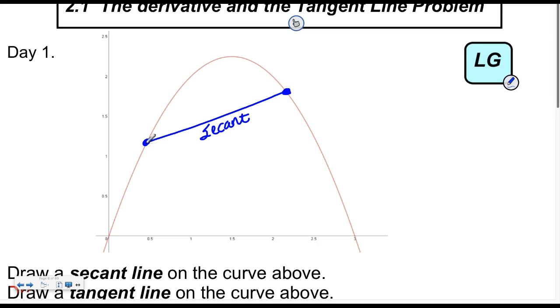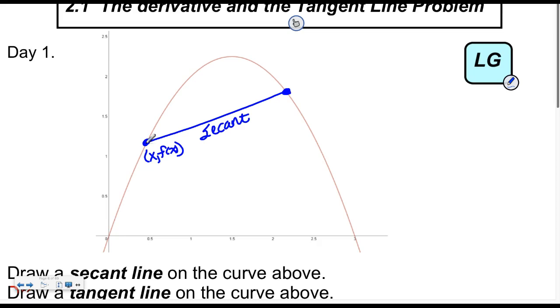But we don't call our points x1, y1, and x2, y2 because we are always working with functions. So when I label this point over here, I want you to call it x comma the y at x, or f of x. And then the other point over there, we're going to call something else.